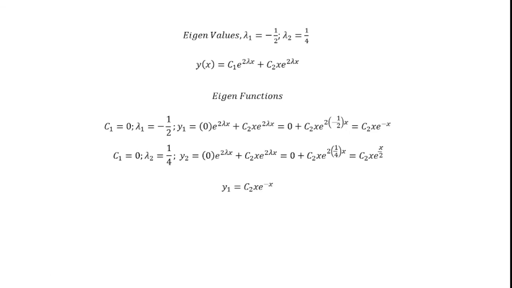Likewise we can get the two eigenfunctions from the available problem. y1 is equal to c2 into x into e power minus x, y2 is equal to c2 into x into e power x by 2. These are all the procedures we can follow to find out the eigenvalues and the eigenfunctions.